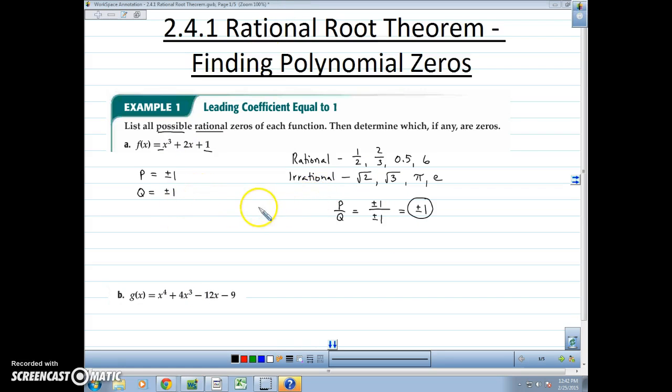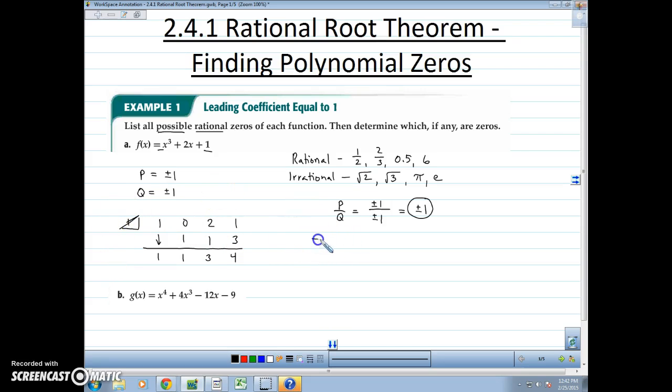The fastest way to test them out to see if they work is to do synthetic division. So I'm going to say, okay, if I synthetically divide 1 into my coefficients, which are 1, 0, 2, and 1, let's see if we get 0 at the end. So we're going to do our synthetic division. Bring down the 1. 1 times 1 is 1. 1, 3. 3 times 1 is 3. And 3 plus 1 is 4. So if you don't get 0 for your remainder at the end, that means it's not a 0. So 1 is not a 0 for the function.